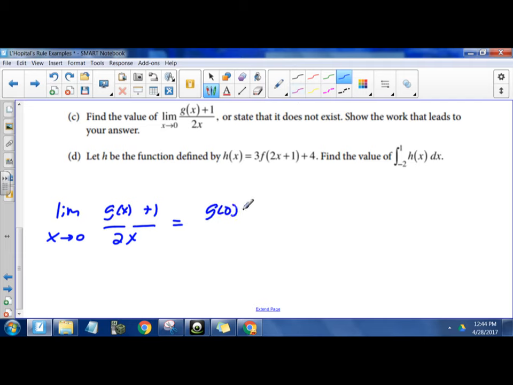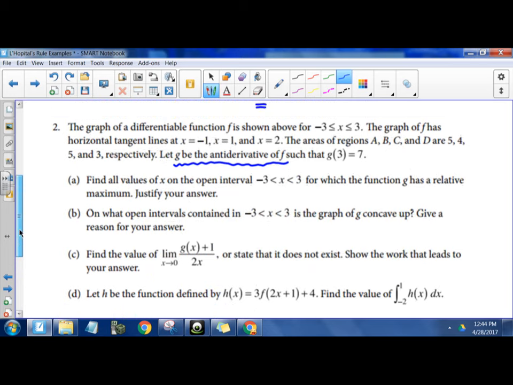This is going to be g of 0 plus 1 over 2 times 0, which of course is 0 plus 1. We just don't know what g of 0 is. G of 0 is actually going to be a little bit more challenging. We have to use the fundamental theorem of calculus to find it.